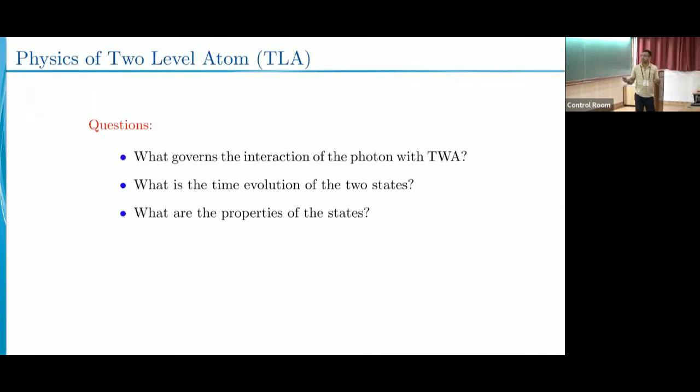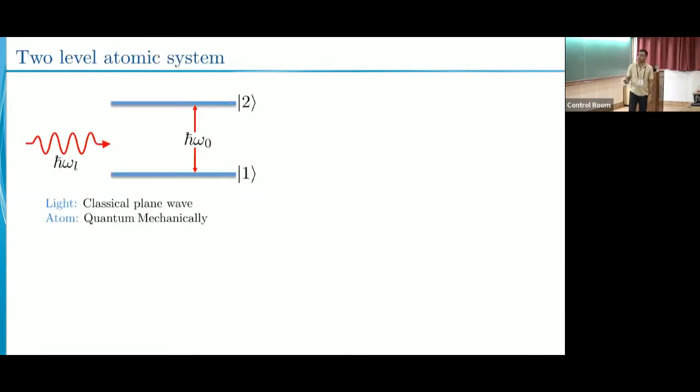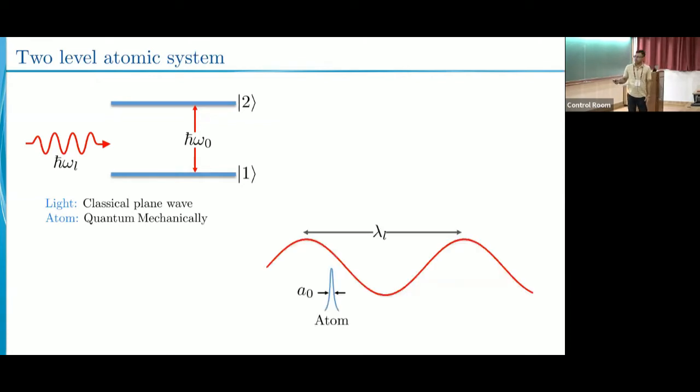So the question comes: what governs the interaction of a photon with a two-level atom? What is the time evolution of these two states? And what are the properties of these two states? As I said, we are taking the classical plane wave and treating the atom quantum mechanically. One more thing we are considering: the atom size is very small compared to the wavelength we are using. Let us say I'm using rubidium at 780 nanometers; the atom is almost 0.5 nanometer, and the wavelength is very big. So basically we are considering the electric field to be uniform over the size of the atom.